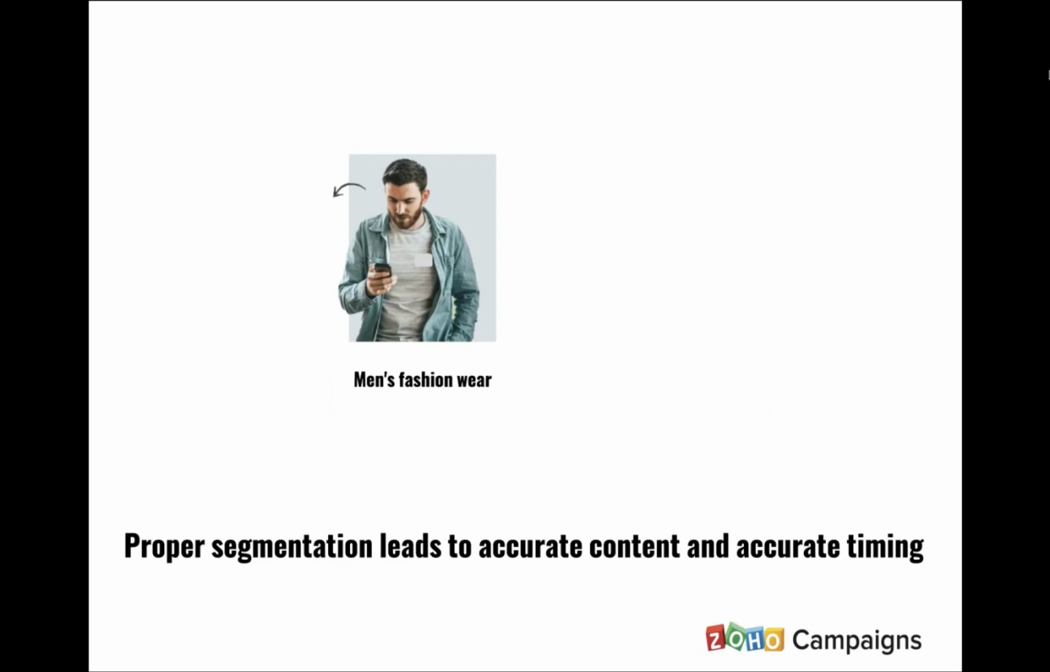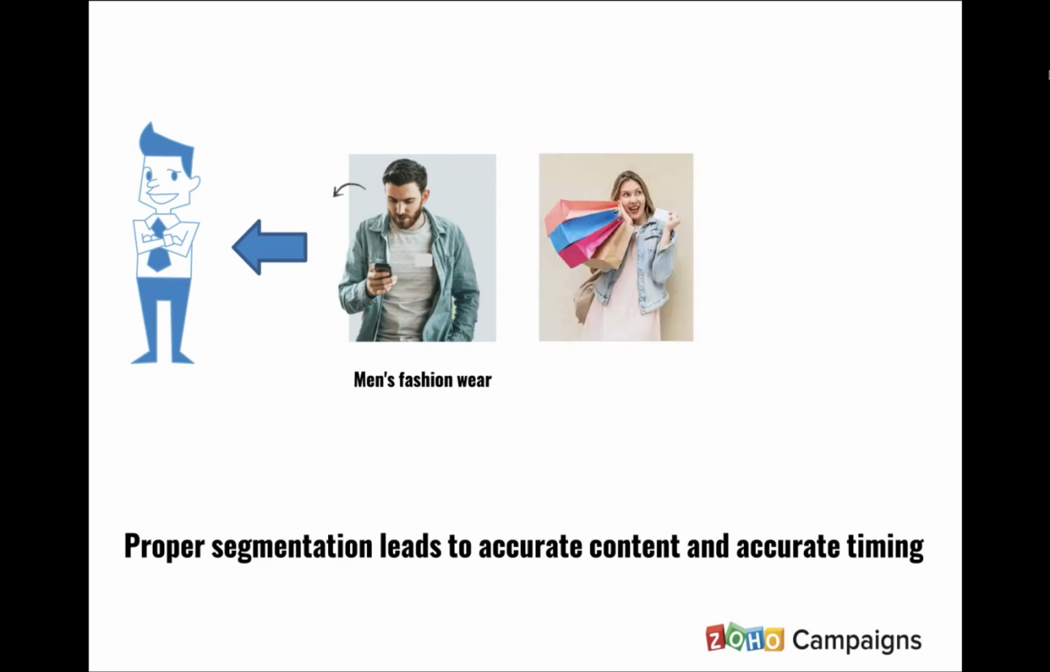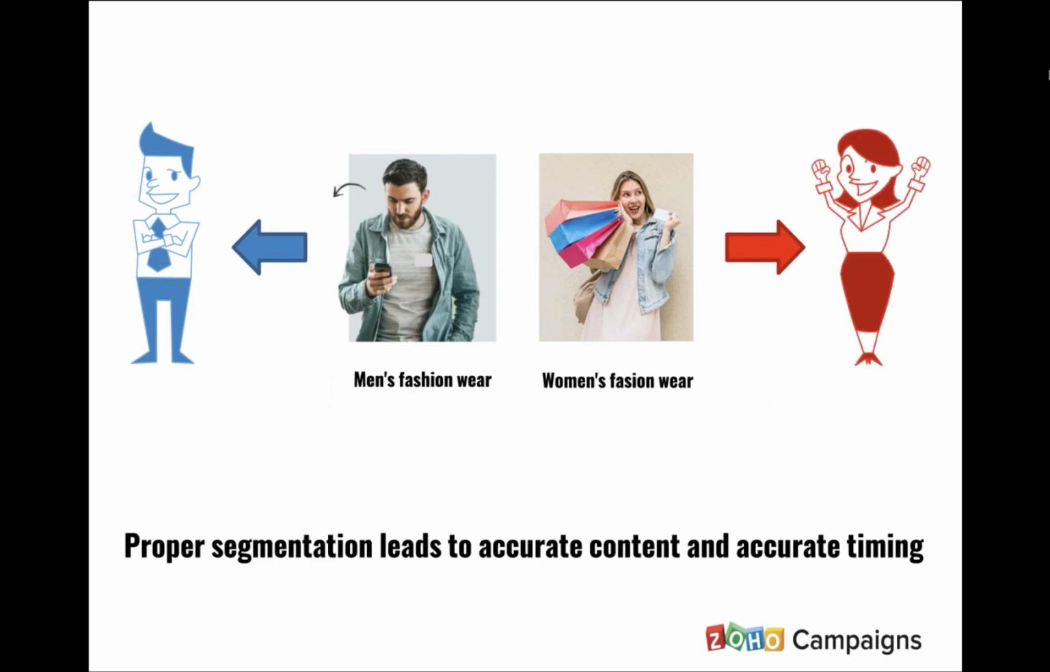As you can see, an email related to men's fashion wear could have been sent to, let's say, John, if the segmentation was done properly, and new information regarding the women's clothing line could have been sent to Jane if the segmentation was done properly. In that case, accurate content could have been given to all the subscribers. There would have been fewer complaints, or maybe fewer unsubscribes, and more interactivity and more engagement could have been fetched from these emails.